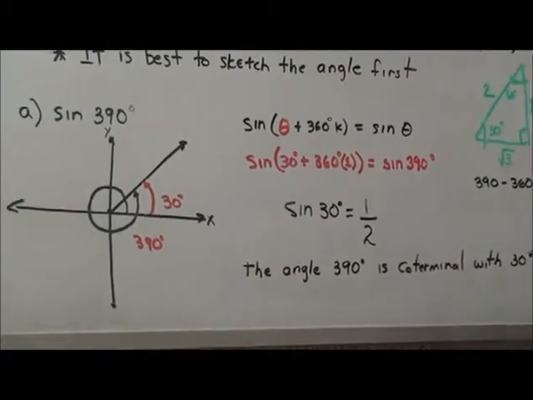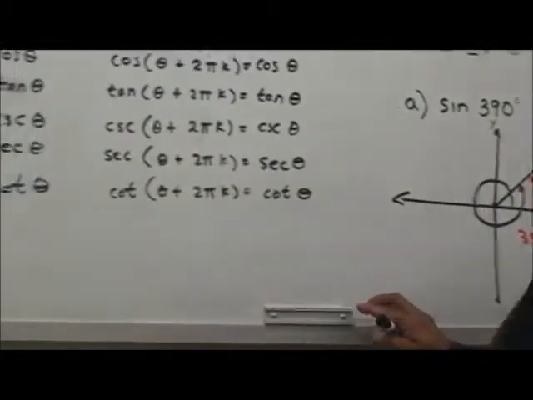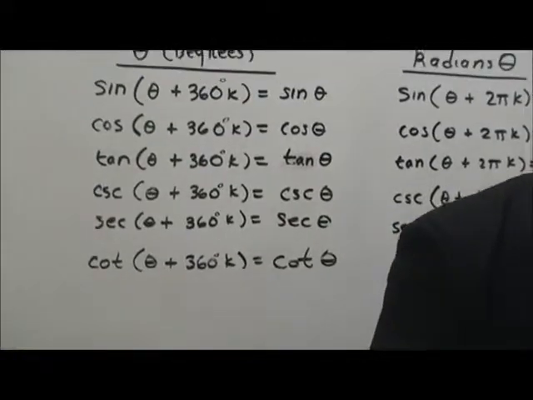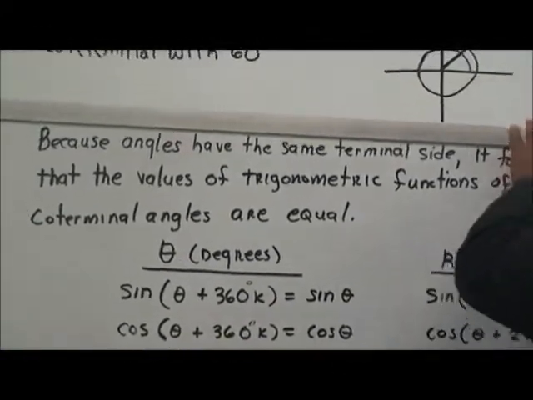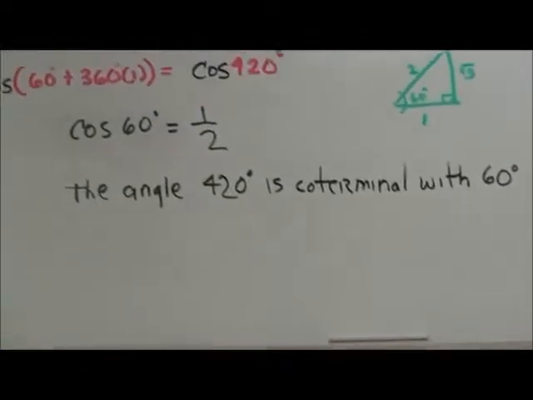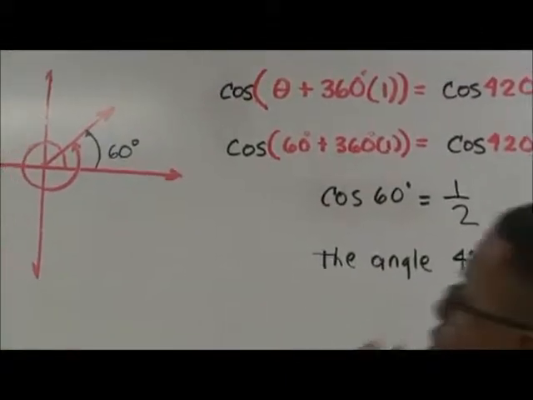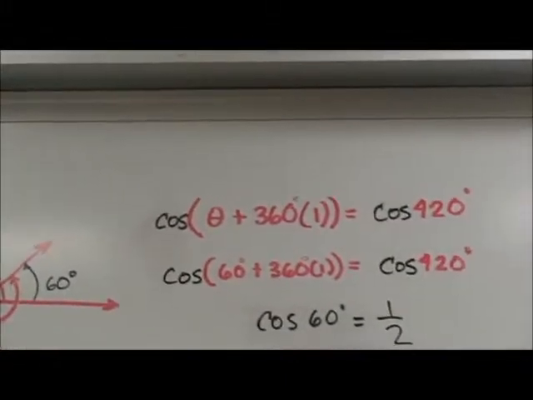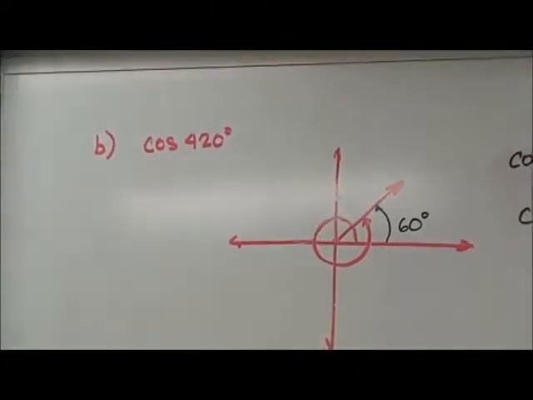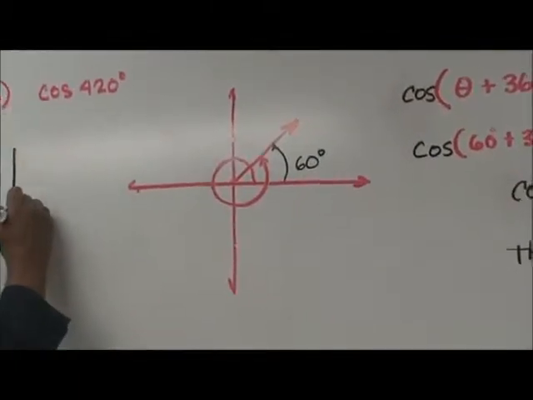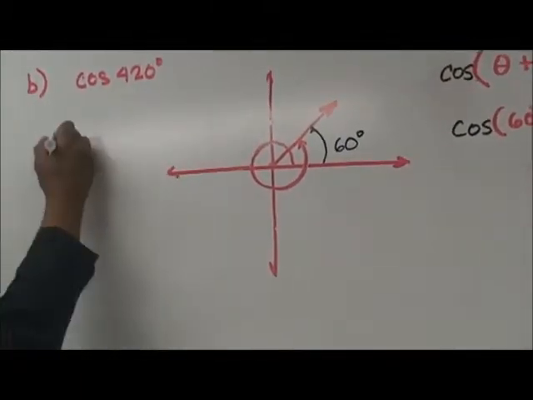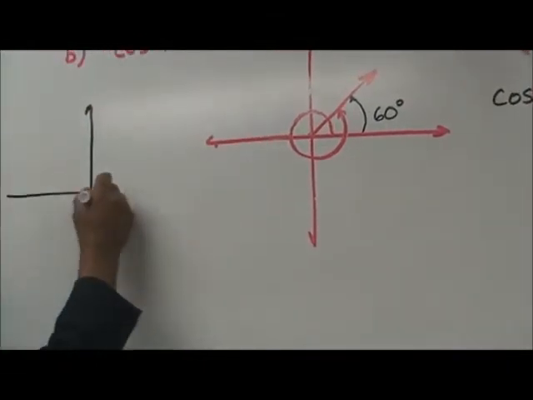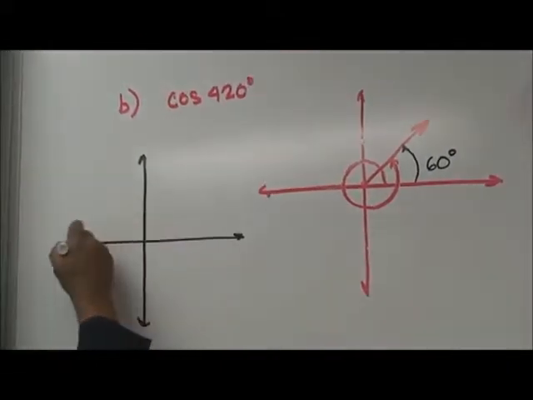Let's do another problem. Let's say cosine 420. Here we got a nice one. Look at what we have here. It's pretty much the same concept, and let me just do this with you off to the side.